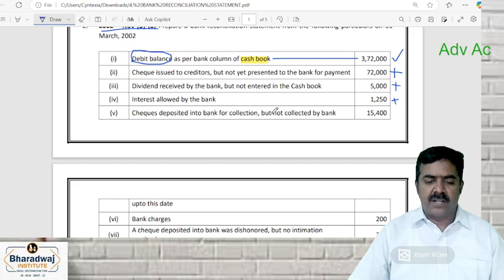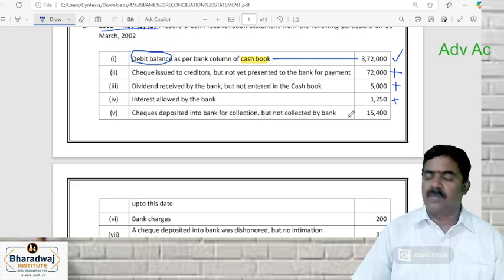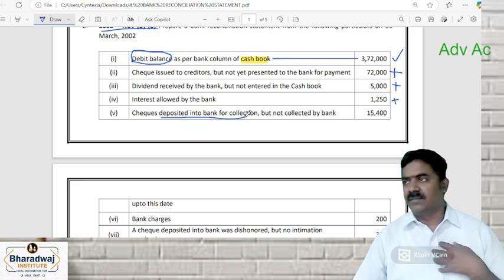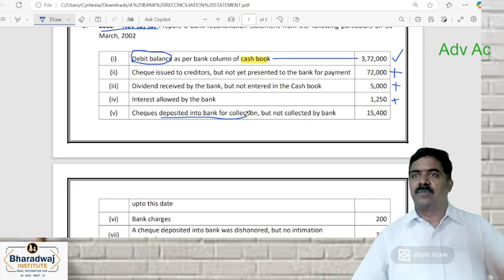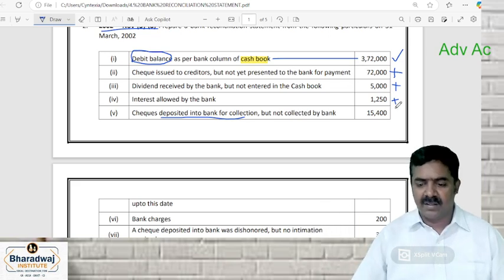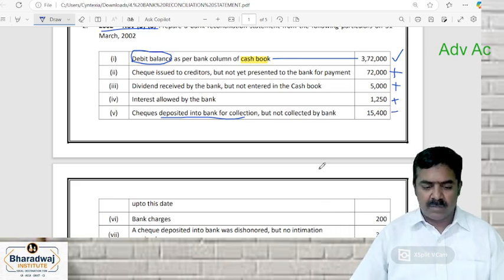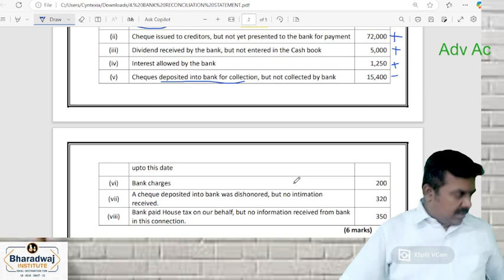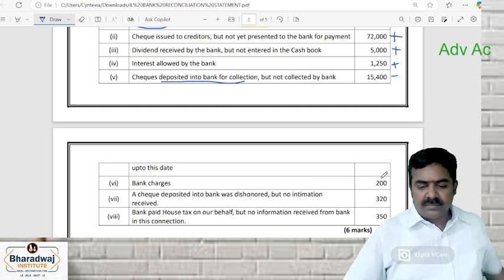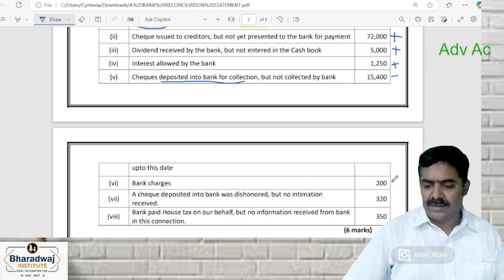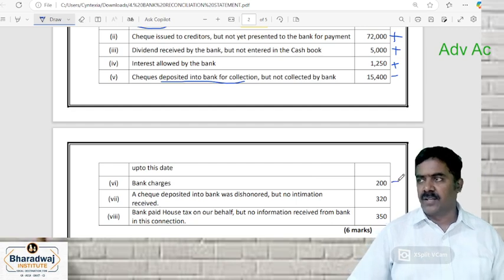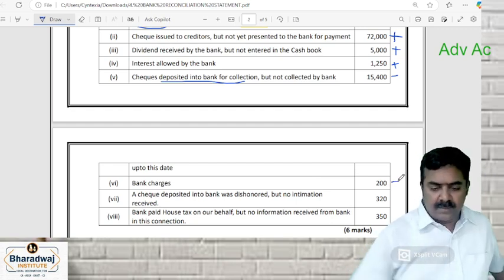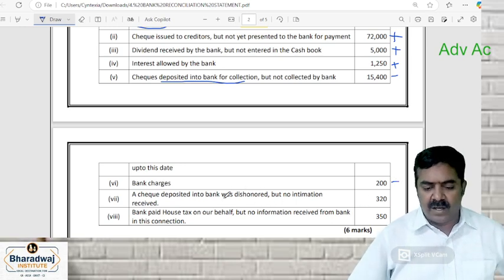Checks deposited into the bank for collection but not collected by the bank. While depositing the check, we would have added it as the customer. Has the bank added it? No, so what do we do? Minus. Bank charges: what would the bank have done? The bank would have deducted, so let us also deduct it. Next: a check deposited into the bank was dishonored.